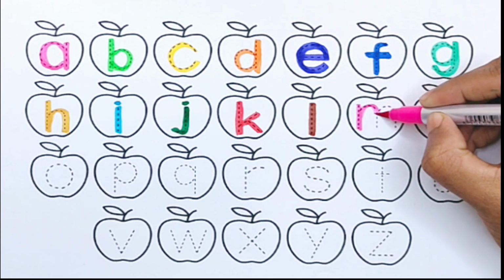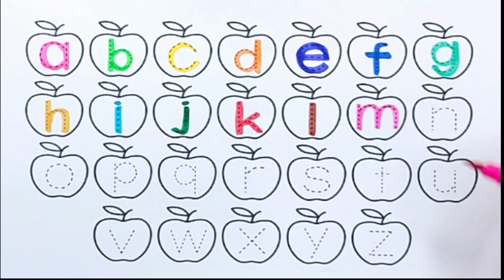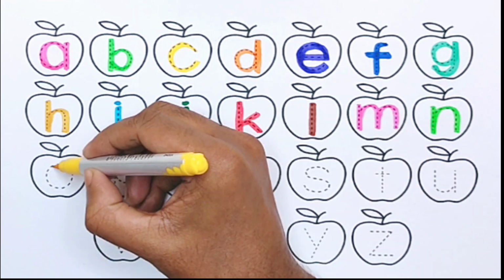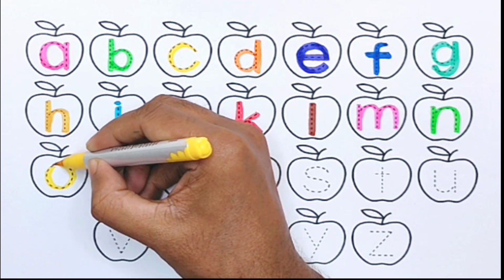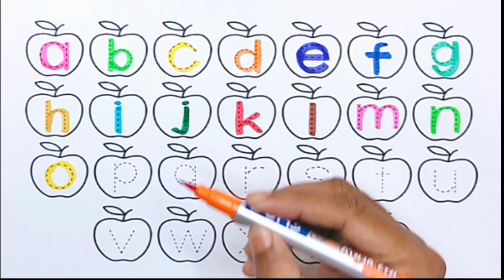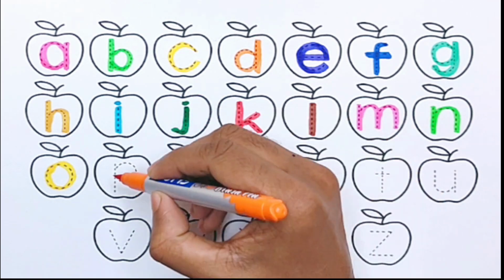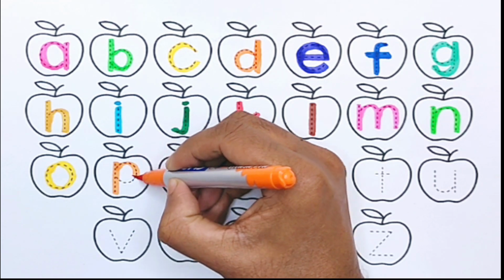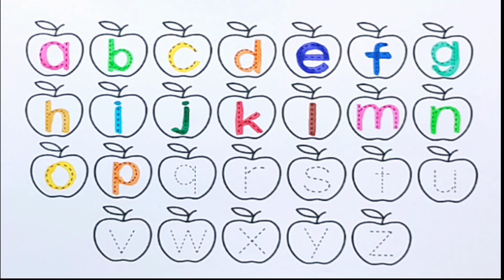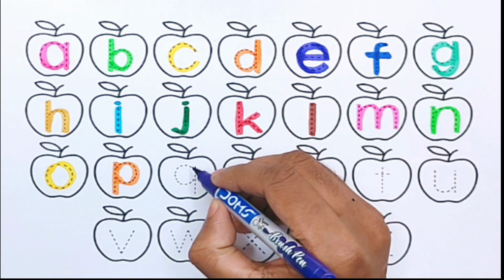M for mango, light green color. N for nuts, yellow color. O for onion, orange color. P for pineapple, purple color.